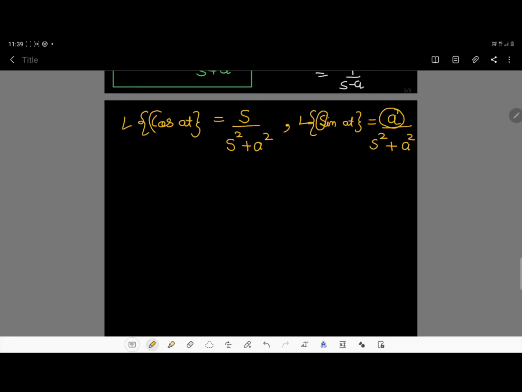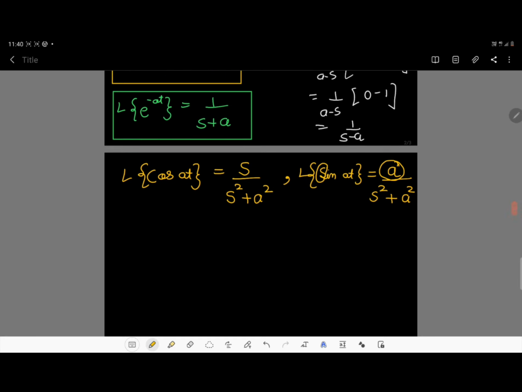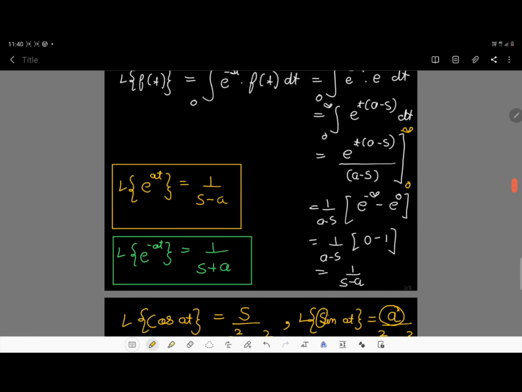And whenever cos is there, then s will be there. You cannot remember both things separately, so just remember that whenever s is there for one, it does not come in the other. And the denominator, s square plus a square, is in both the formulas. So I'm telling this way to remember, right? You can note this formula. I'll mark the formulas, just a minute.